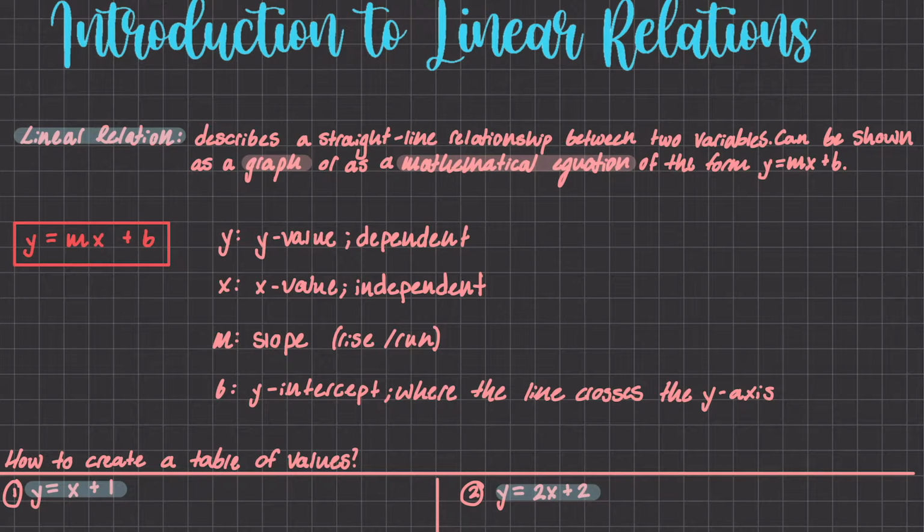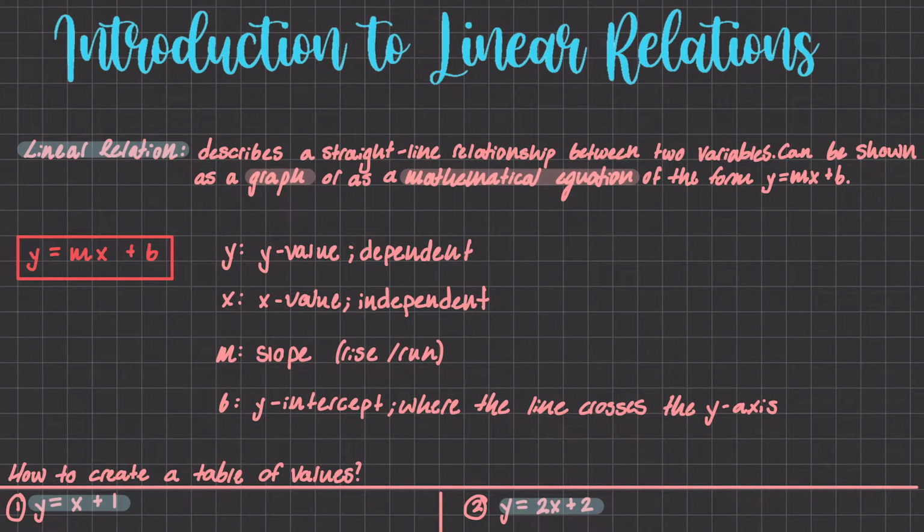m is part of the slope, or m is the slope. It is equal to the rise over the run. That's the change in y values over the change in x values. This will make sense a little bit later on. And b, the value of b, is the y-intercept, and this is where the line that's part of the straight line relationship crosses the y-axis.